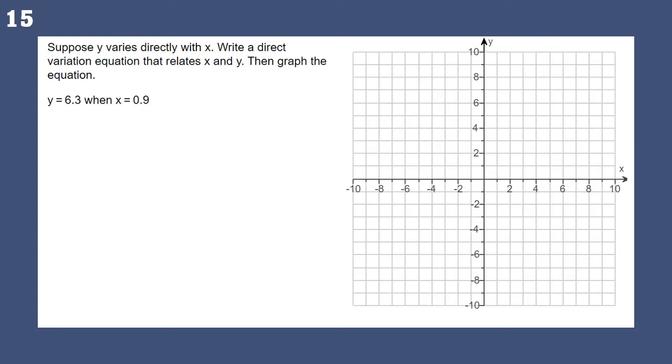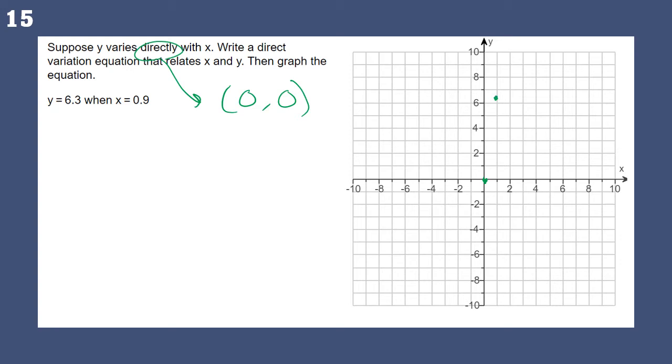Suppose y varies directly with x. The first thing I need you to know is that a direct variation always goes through the point 0, 0. So first off, we know there's a point 0, 0. We also know there's a point where y is 6.3 when x is 0.9. That was a bit tougher to graph. 6.3, I'm going to go up there, and 0.9, so that'd be right here.